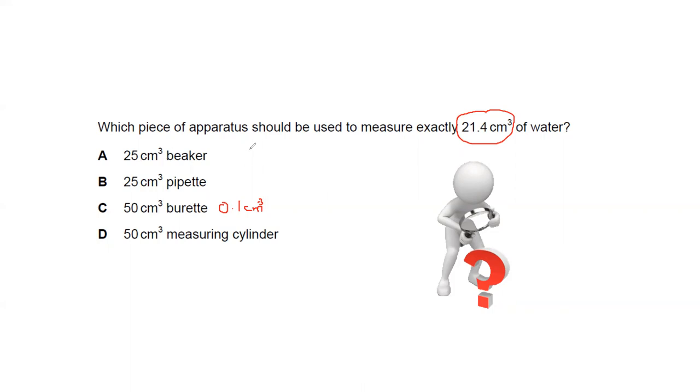Why not a beaker? A beaker can measure only 1 cm cube. Again, a measuring cylinder, 1 cm cube. A pipette can only measure 25, so it cannot be pipette. So what are we left with?